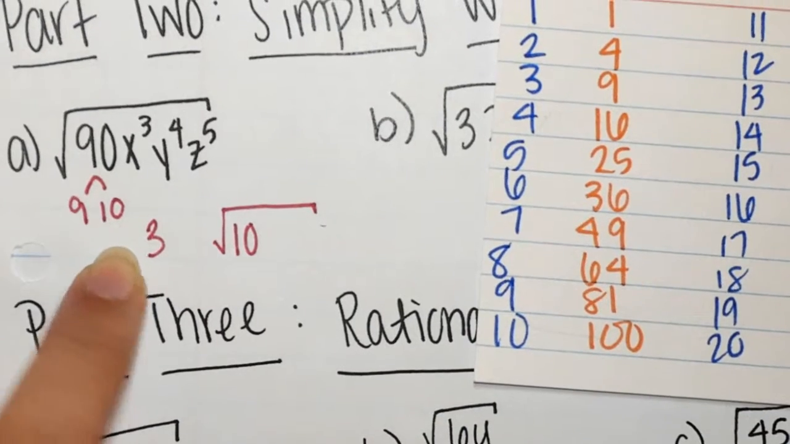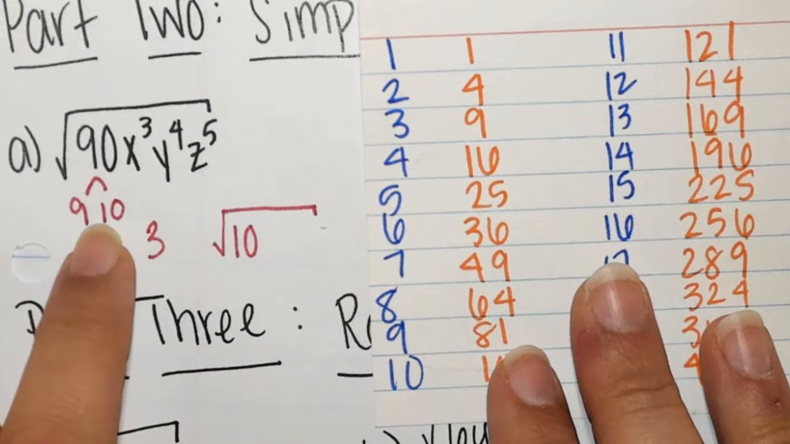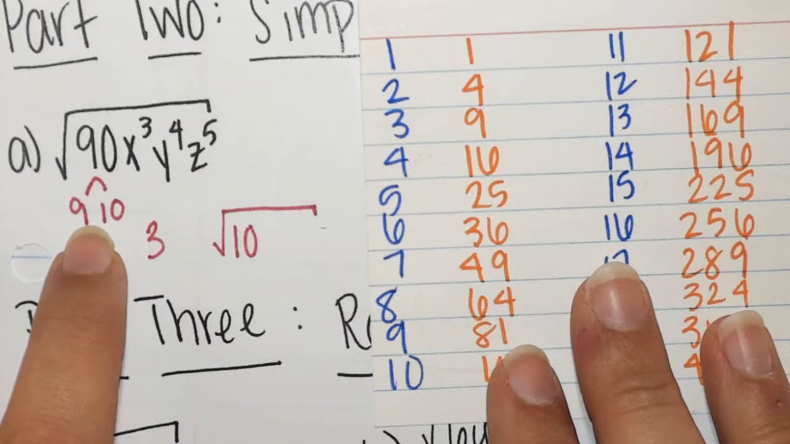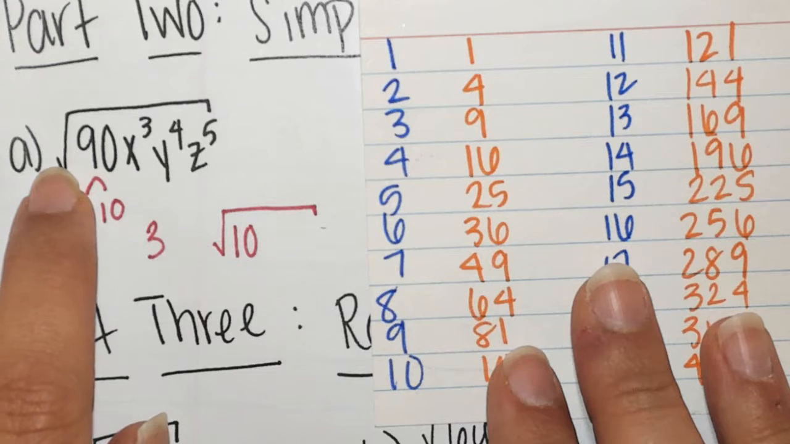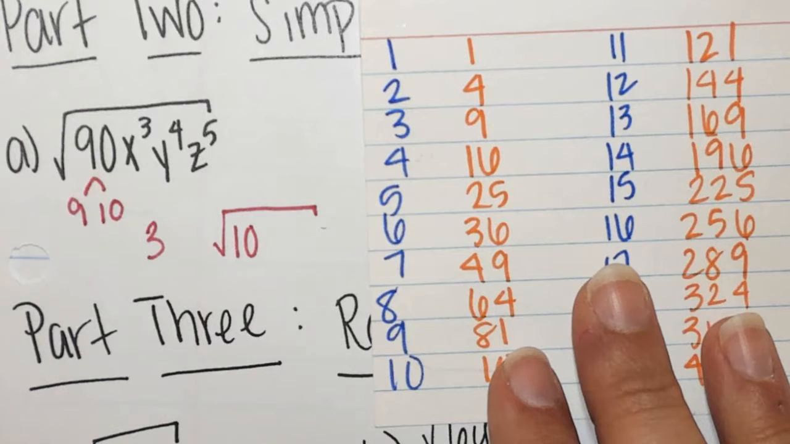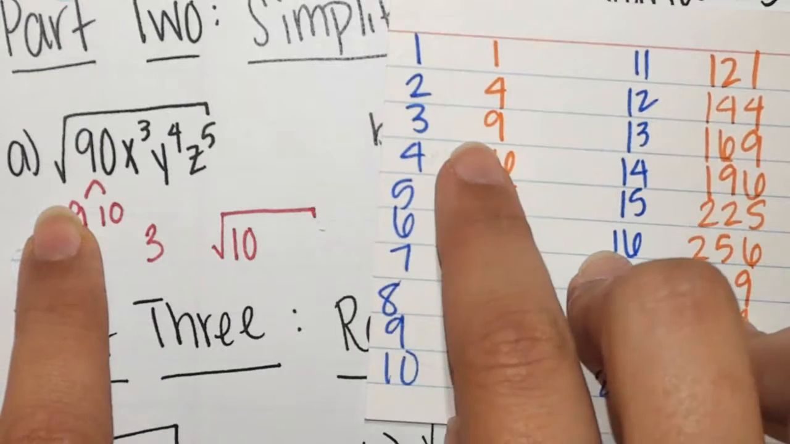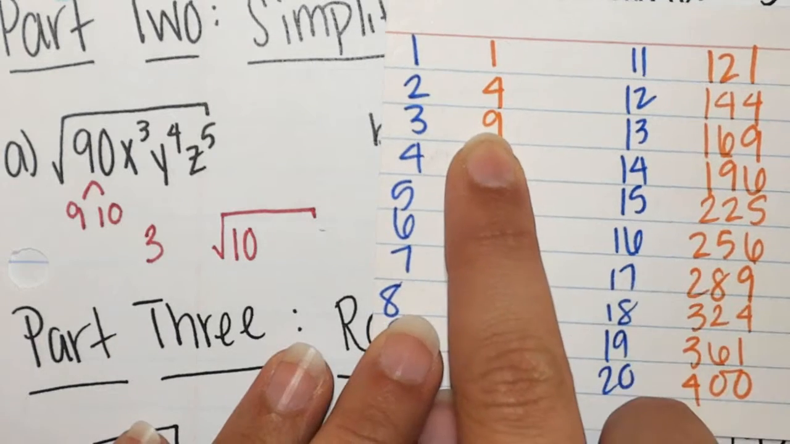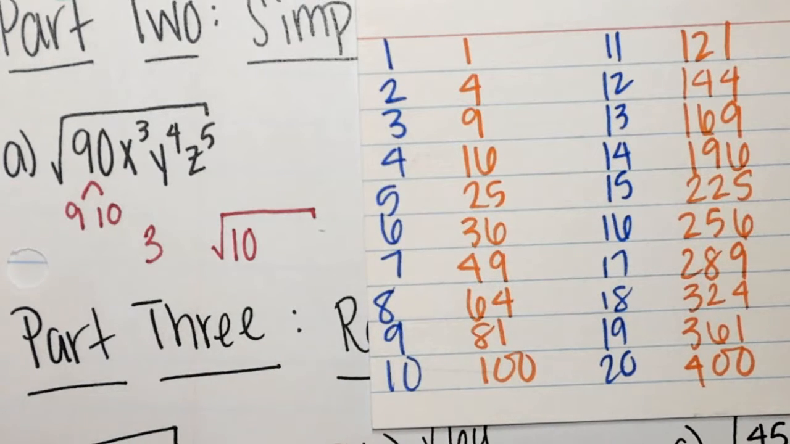Square root of 9 is 3. Right here? Because 9 is the biggest perfect square that goes into 90. The number right here? What are you talking about? Over here. Oh, you're up there. Okay. I was at the bottom. Are you with me now?